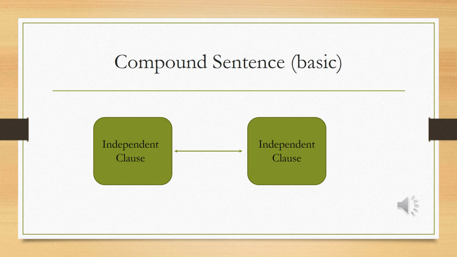On the other hand, the compound sentence at the basic level, if you have only 2 clauses, is made up of 2 independent clauses. They are equal in status. No one is more important than the other one. Let's say they are like 2 friends. No friend is better than the other friend. They are just 2 friends. And they hold hands. It's not I'm holding yours or you're holding mine. No, you are both holding each other's hands.